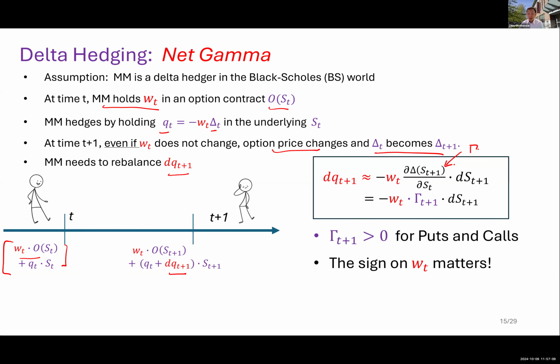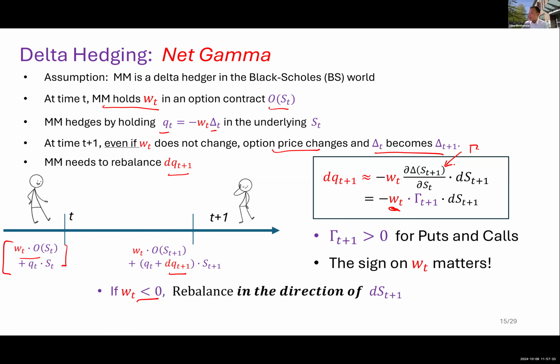The sign of the gamma is always positive for put and call because option payoff is convex. So put and call are treated differently, but the sign on W matters. It all depends on if the market maker is a seller of this contract or the buyer. If W is positive, if W is negative, let's start with this.